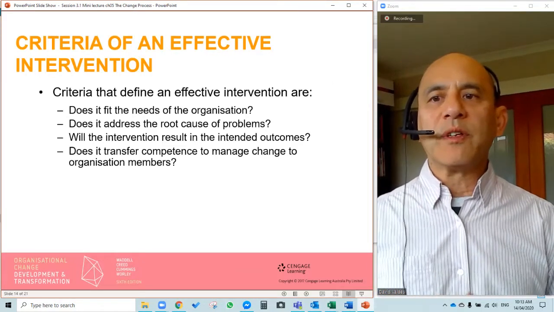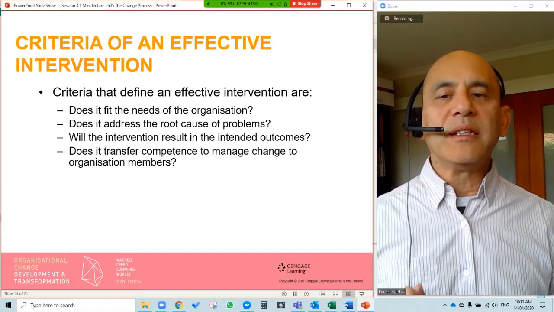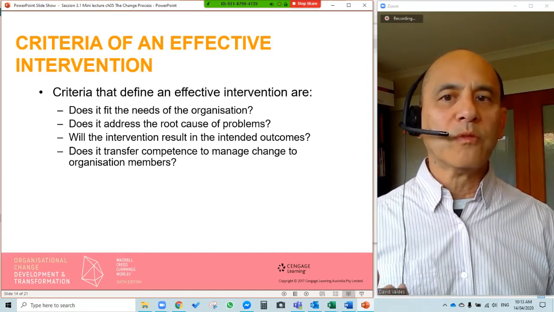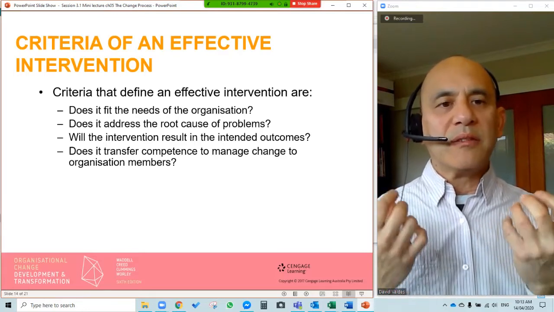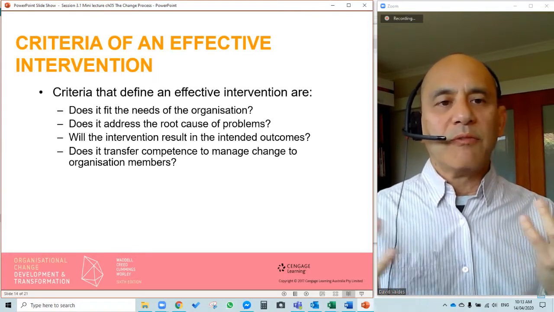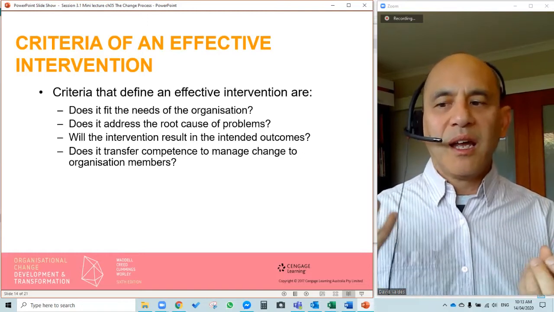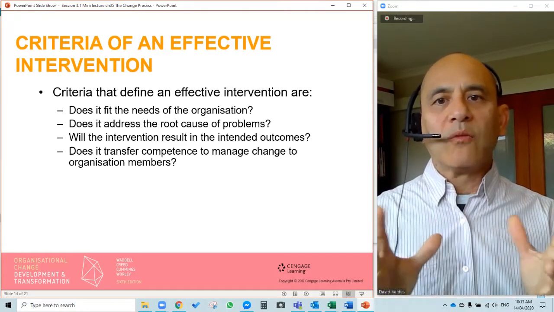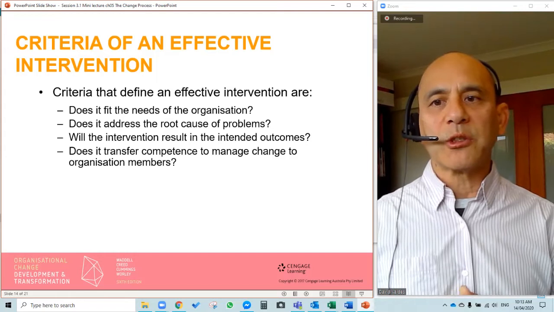So how do we know if an intervention is effective? You basically ask these questions. Did the intervention fit the needs of the organization? If the need of the organization is to improve team A and team B, the interaction between these two teams, did the intervention actually perform that function? For example, if you suggest a team building among individual teams, but you don't have an intergroup team building, then obviously your intervention was not successful. It did not address the needs of the organization.